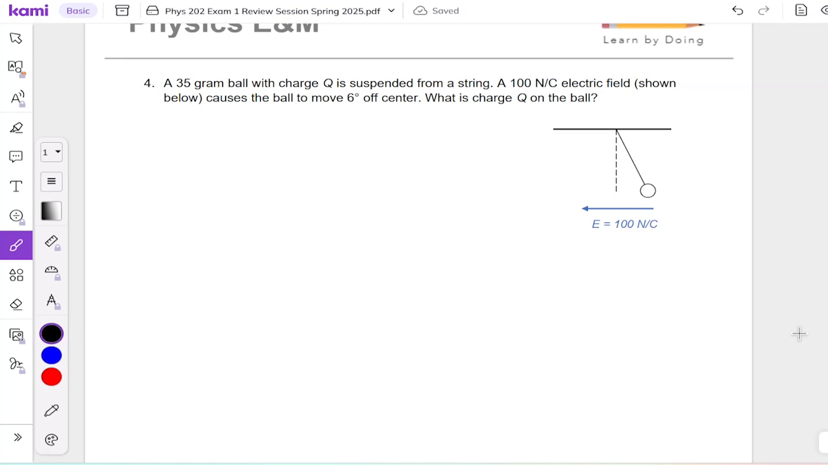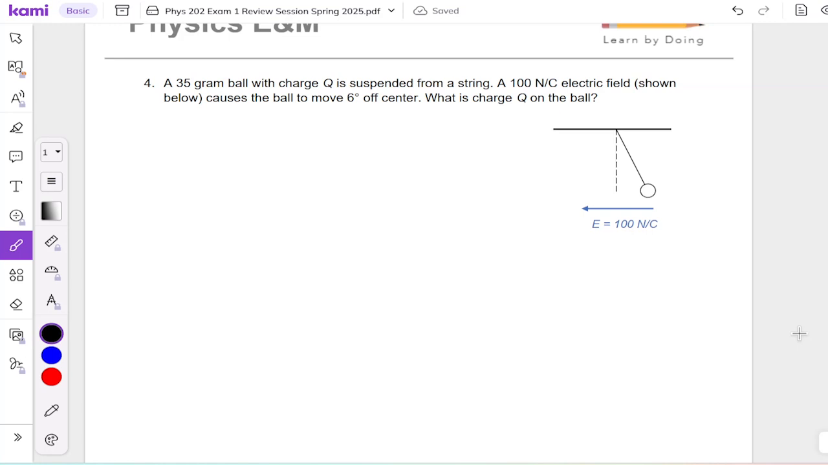But number 4, a 35-gram ball with charge Q is suspended from a string. A 100 Newton per Coulomb electric field, shown below, causes the ball to move 6 degrees off center. What is the charge Q on the ball?